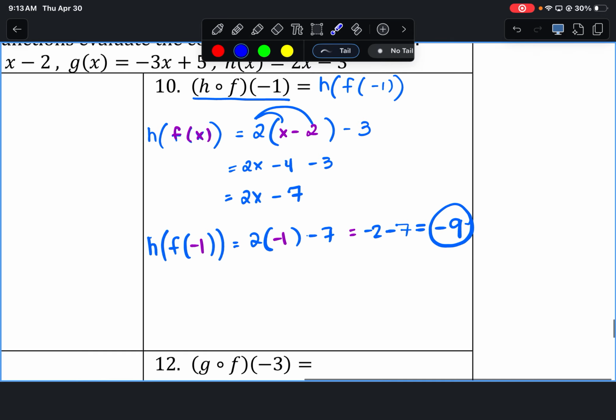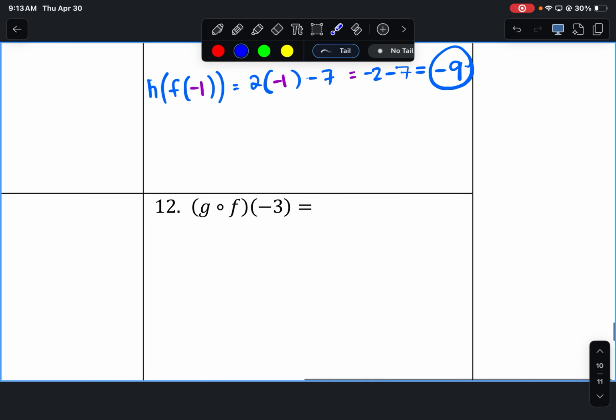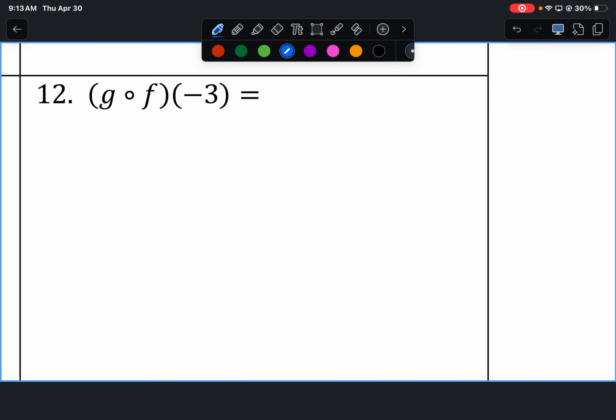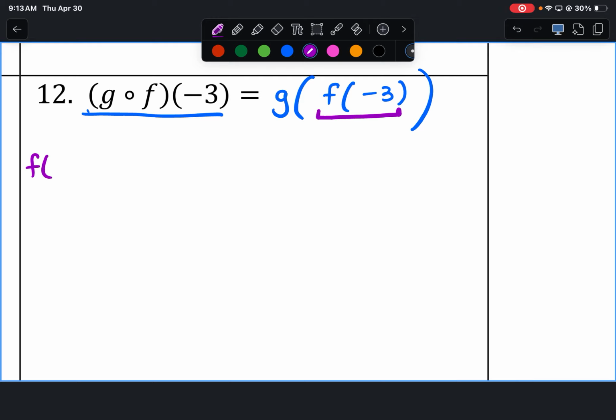All right. So now we're going to do number 12 with method 2. Okay. So for this one, how do I read this? G of f of negative 3. So for method 2, you start with the inside part. So in that case, it is f of negative 3. So let's go ahead and evaluate that. So function f is x minus 2. What do I need to plug into that function there? The negative 3. What is negative 3 minus 2?